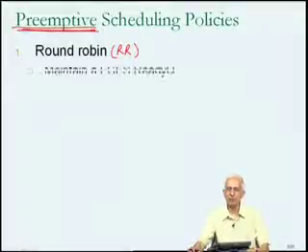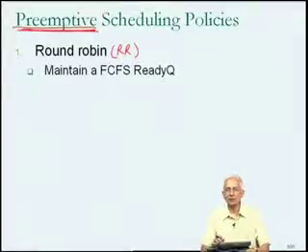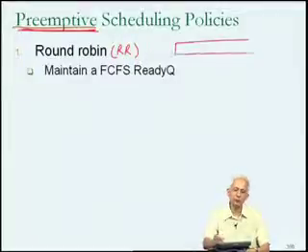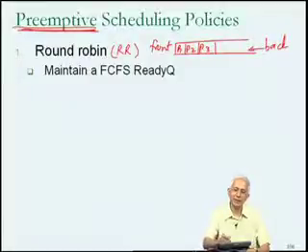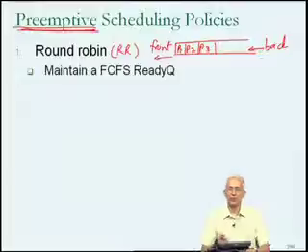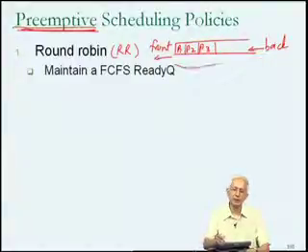How does round robin work? Now, what round robin does is, like the first come first served policy, it maintains a first come first served ready queue. A queue is a data structure which has a front and a back. New processes enter at the back, and a process exits only from the front. So all the ready processes would be present inside an operating system data structure of this kind.